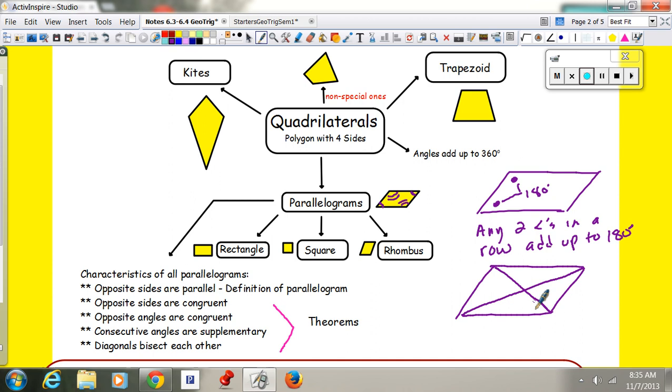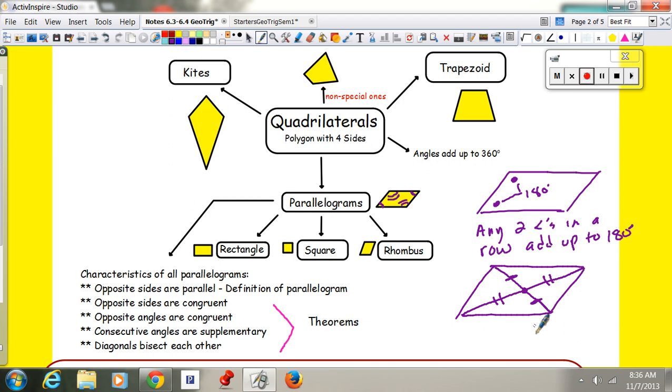That means if you see this picture right here and it's a parallelogram, that means that this piece and this piece are equal. This piece and this piece are equal. The diagonals will cut each other in half. This point right here is the midpoint for both diagonals. That's what that means, if it's a parallelogram. This only works when it's a parallelogram.